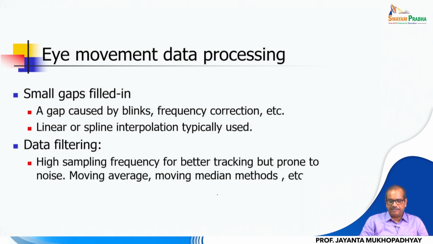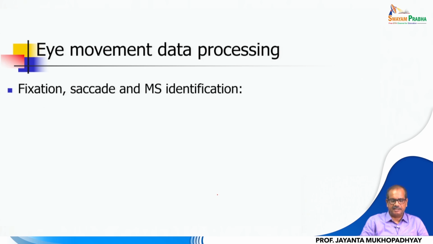And for data filtering, you can have high sampling frequency for better tracking, but since there would be noise, even if you take eye gaze movement at a higher sampling rate, you bring it down to a lower sampling rate. You can smoothen it by moving average or moving median methods and take the data from there.